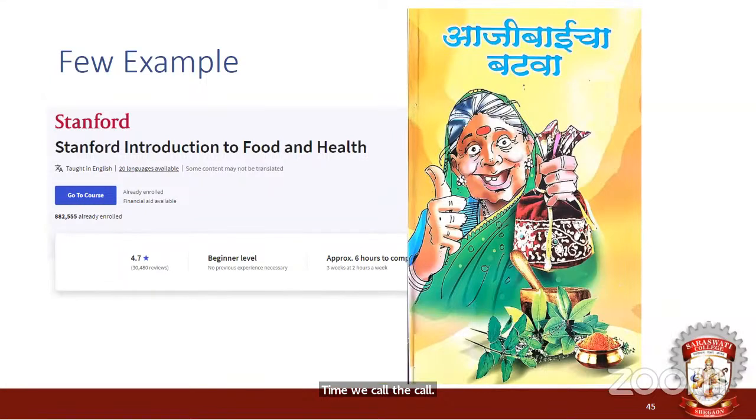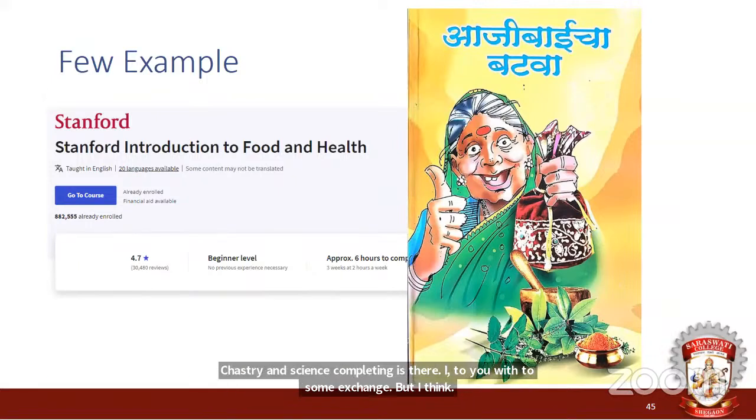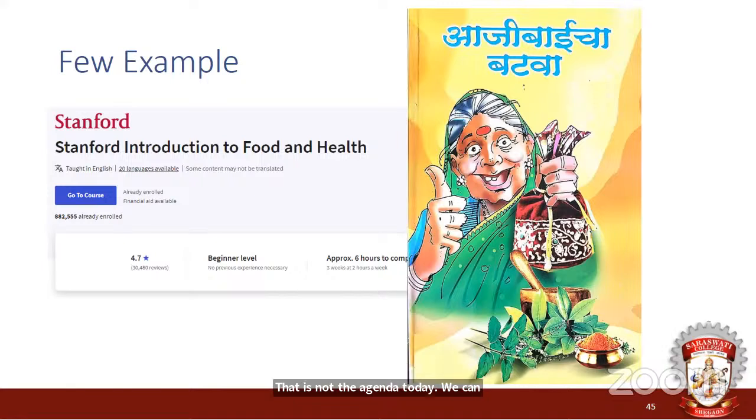Yeah, Charushila ma'am, it's a deep topic. Shastra and science conflict is there. I agree with you to some extent, but I think that's not the agenda today. We can discuss if you are interested on that line. I would love to debate on that topic, and I agree with you. But the agenda today is whether we have something which needs to be brought into academics. That's my sole purpose of discussing IKS today. Okay. So let's move on.